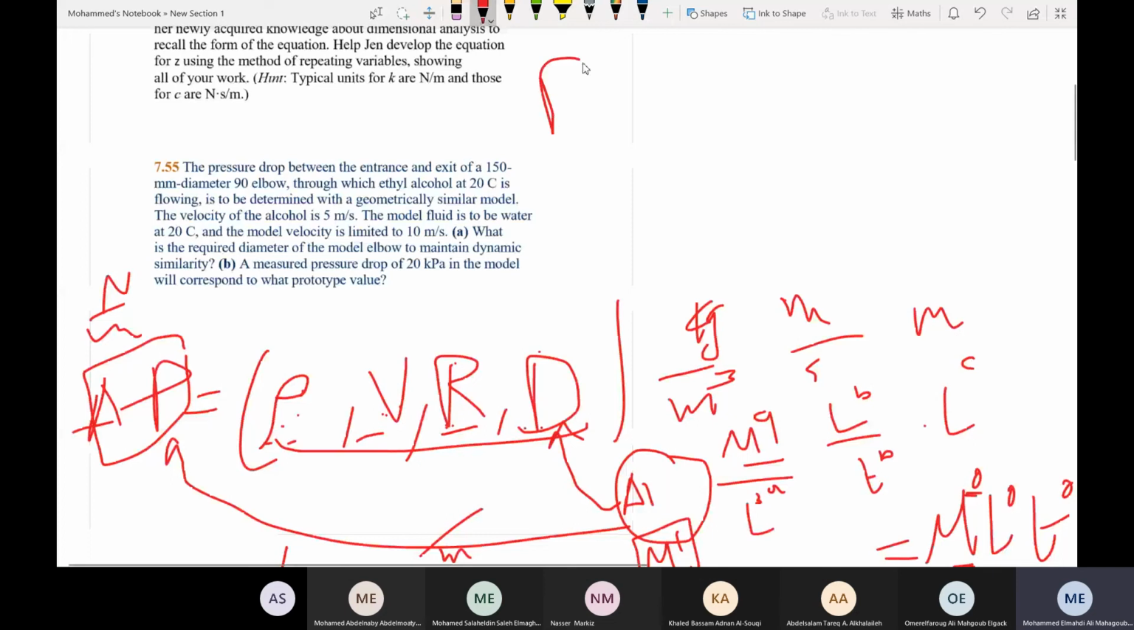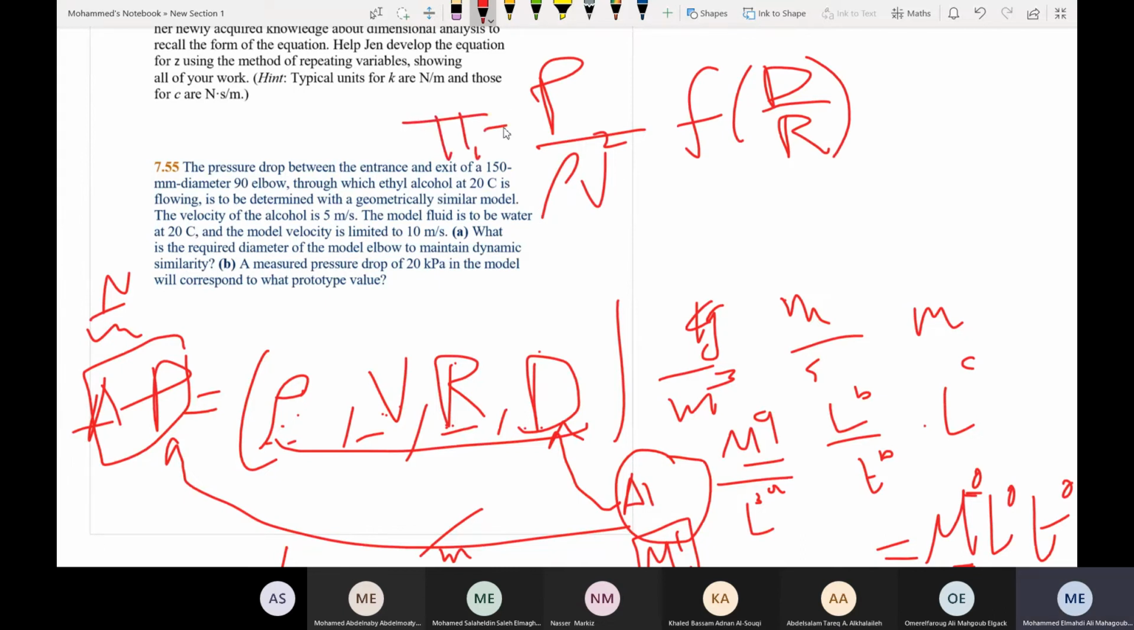So when we say that P over rho V squared is a function of D over R, this is the first pi, pi 1, and this is the second pi, pi 2. The model and the prototype should be similar, yes? Or, in other words, achieve similarity with each other, right? So if we achieve similarity from this pi, pi equal to pi, meaning D over R equal to D over R, we can get the radius of the bend for the prototype. Yes, because we have it for the model.